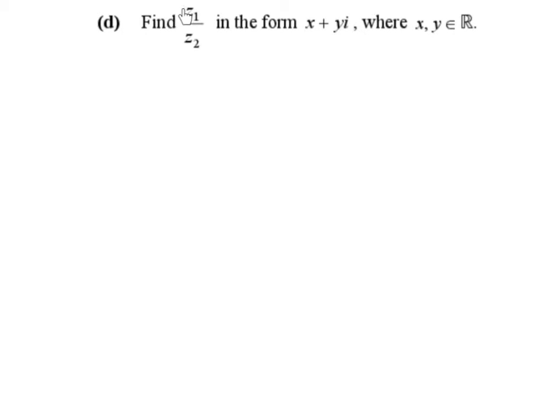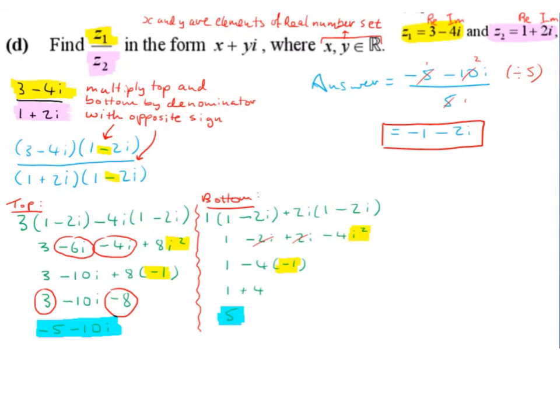Part D. Find z1 divided by z2 in the form of x plus yi, where x and y are elements of the real number set. So we need to do z1, which is 3 minus 4i, divided by z2, which is 1 plus 2i. So we have 3 minus 4i divided by 1 plus 2i. So when we're dividing complex numbers, the rule is we multiply the numerator and the denominator by the conjugate of the denominator. The denominator in this case is 1 plus 2i, and the conjugate of 1 plus 2i is going to be 1 minus 2i.